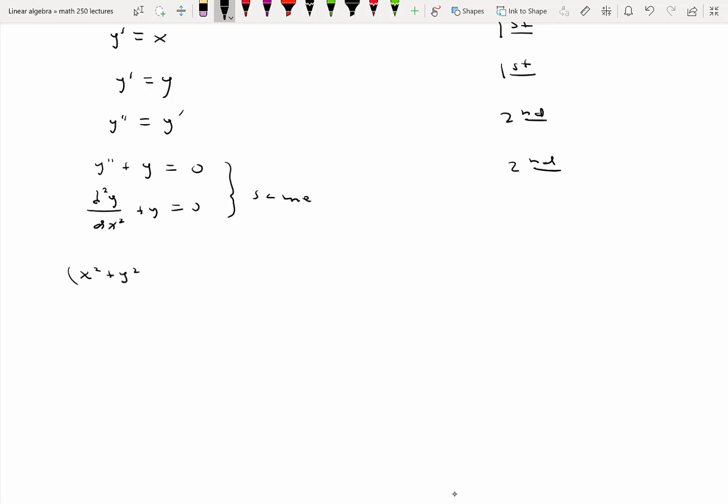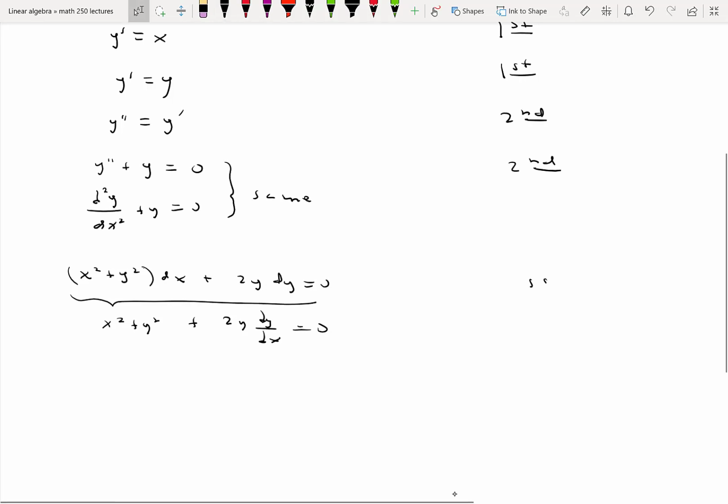So if you had something like x squared plus y squared times dx plus 2y dy equals 0, this is still a differential equation, even though it doesn't appear to have any derivatives in it. It does if you divide both sides by dx. Remember, we're treating dy and dx as differentials. So if we divide both sides by dx, you have x squared plus y squared plus 2y times dy/dx equals 0. So this is a first order differential equation since it has a y prime in it as the only derivative in it.